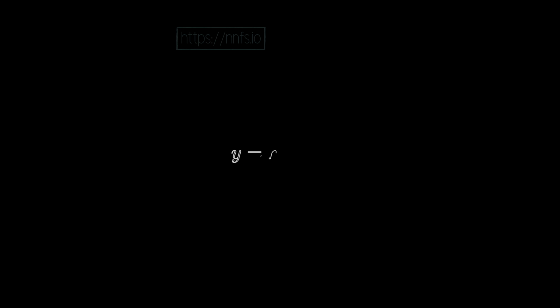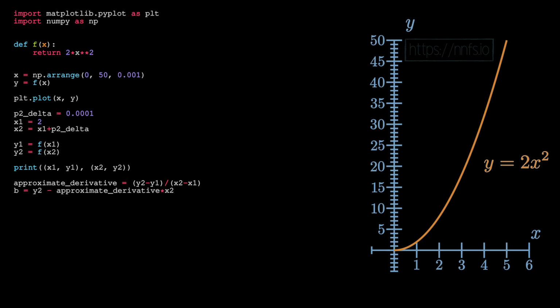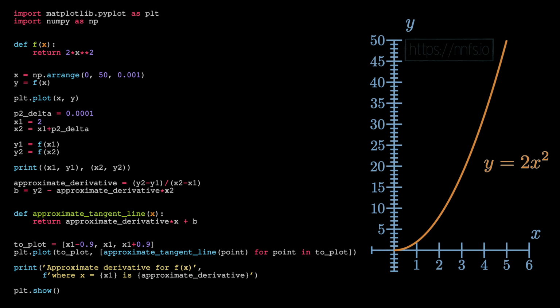Since the equation for a line is y equals mx plus b, if we already know y and m, but we want to solve for b, we can use basic algebra to say b equals y minus mx. Or, using our code's variable names, b equals y2 minus the approximate derivative times x2. So the derivative is the slope. Applying this to our existing code, we can now calculate and draw a section of that tangent line, which you can see as a green line on the graph on the right.